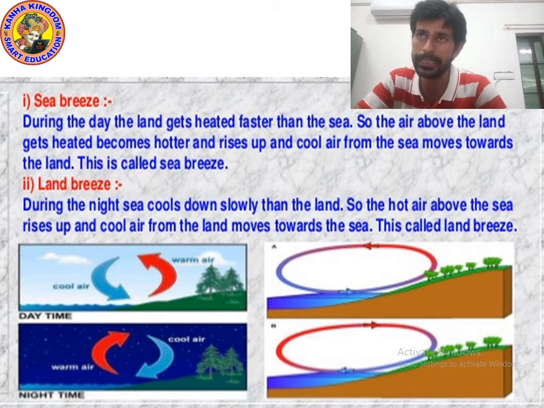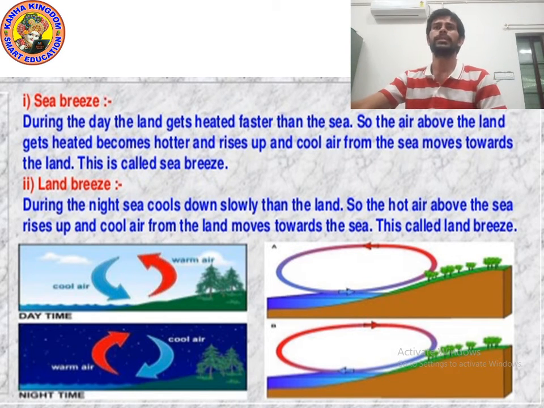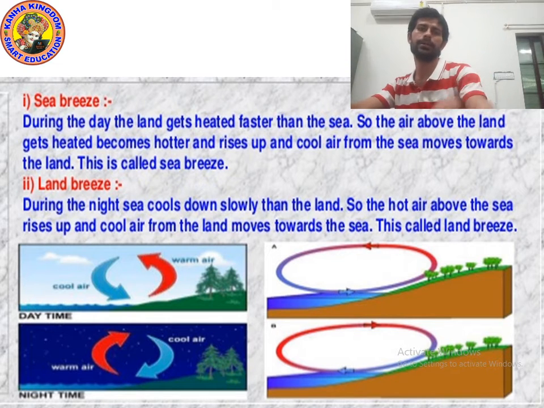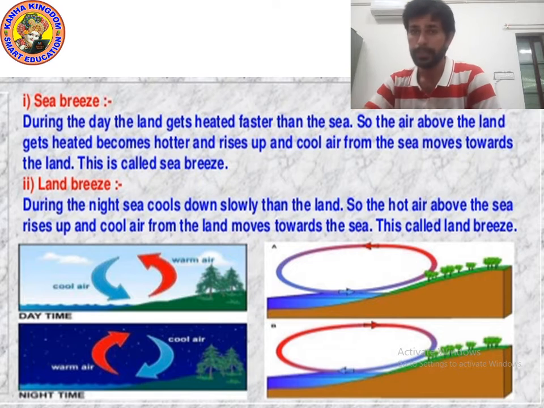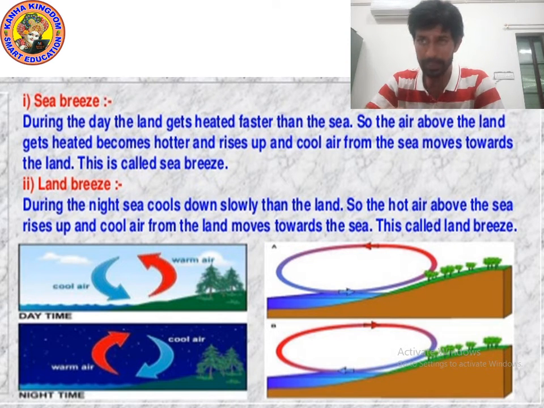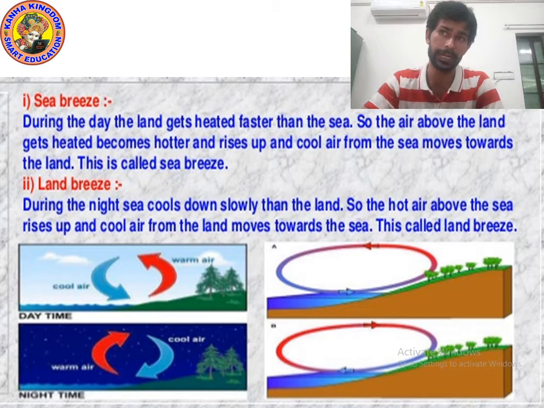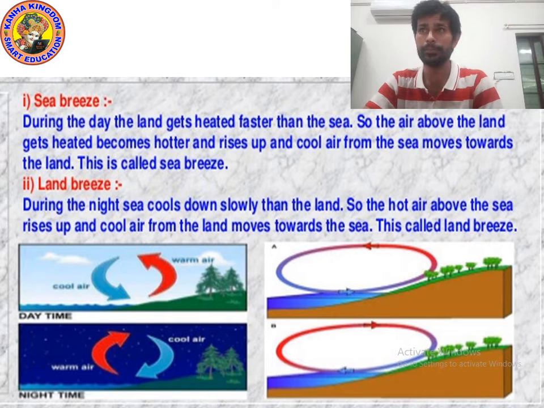Okay kids, now let's talk about sea breeze and land breeze. The first topic is sea breeze. So what is sea breeze? During the day the land gets heated faster than the sea. So the air above the land gets hotter and rises up, and cool air from the sea moves towards the land. This is called sea breeze.